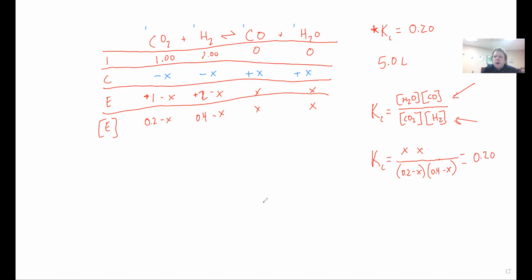Now, what we really want to do with this information is combine as many factors as possible. So I'm going to write 0.20 is equal to X times X, or X squared, divided by, and then I'm going to take what's in this parentheses and this parentheses and combine those two. So 0.2 times 0.4 is 0.08.